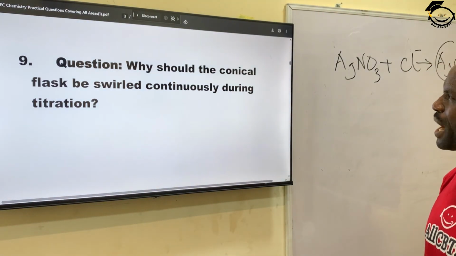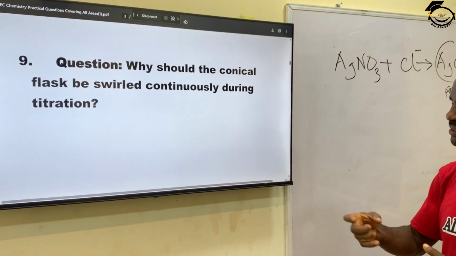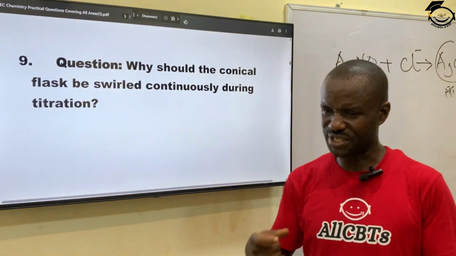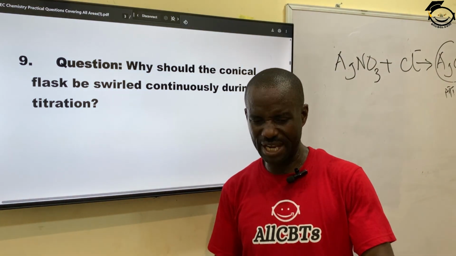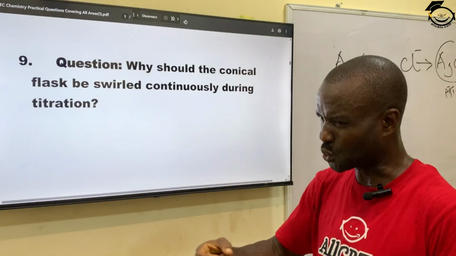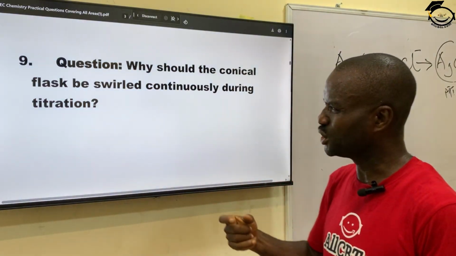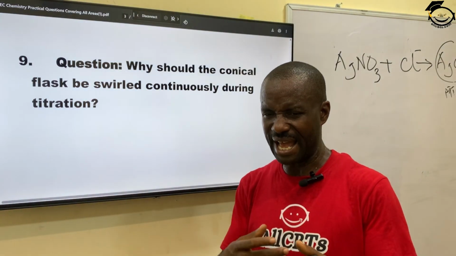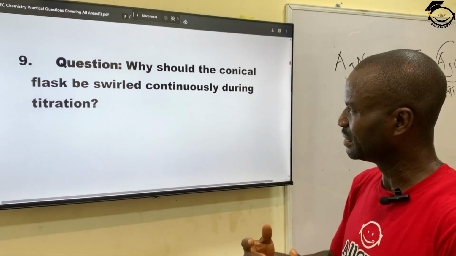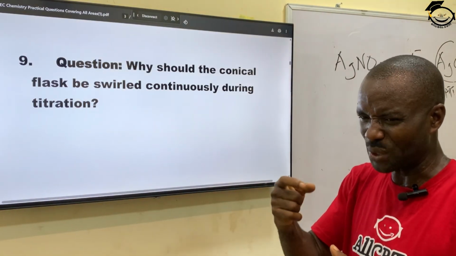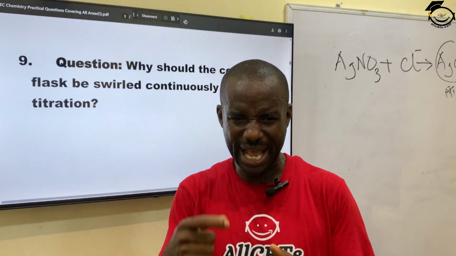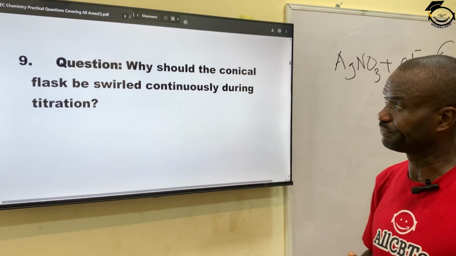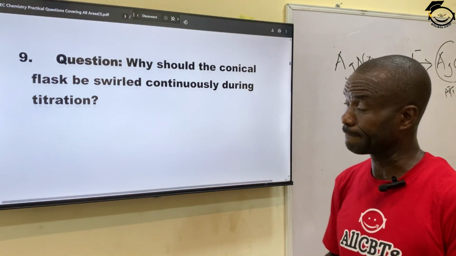Question 9 says, why should the conical flask be swirled continuously during titration? When you are titrating, you hold the conical flask with your left hand and you are titrating with your right hand. While you are doing that, you are swirling so as to ensure maximum mixture of the acid and base. You want to ensure proper mixture of the acid and base so as to get that exact point where acid and base actually react together in that titration.